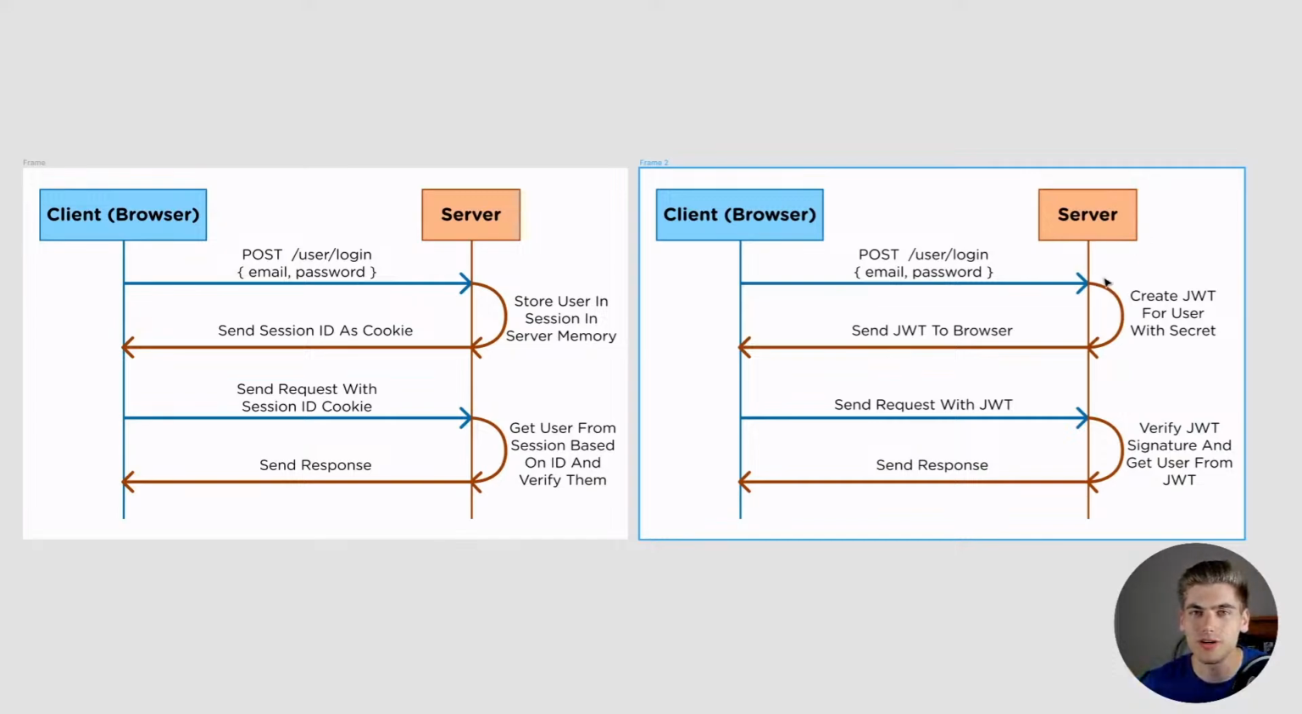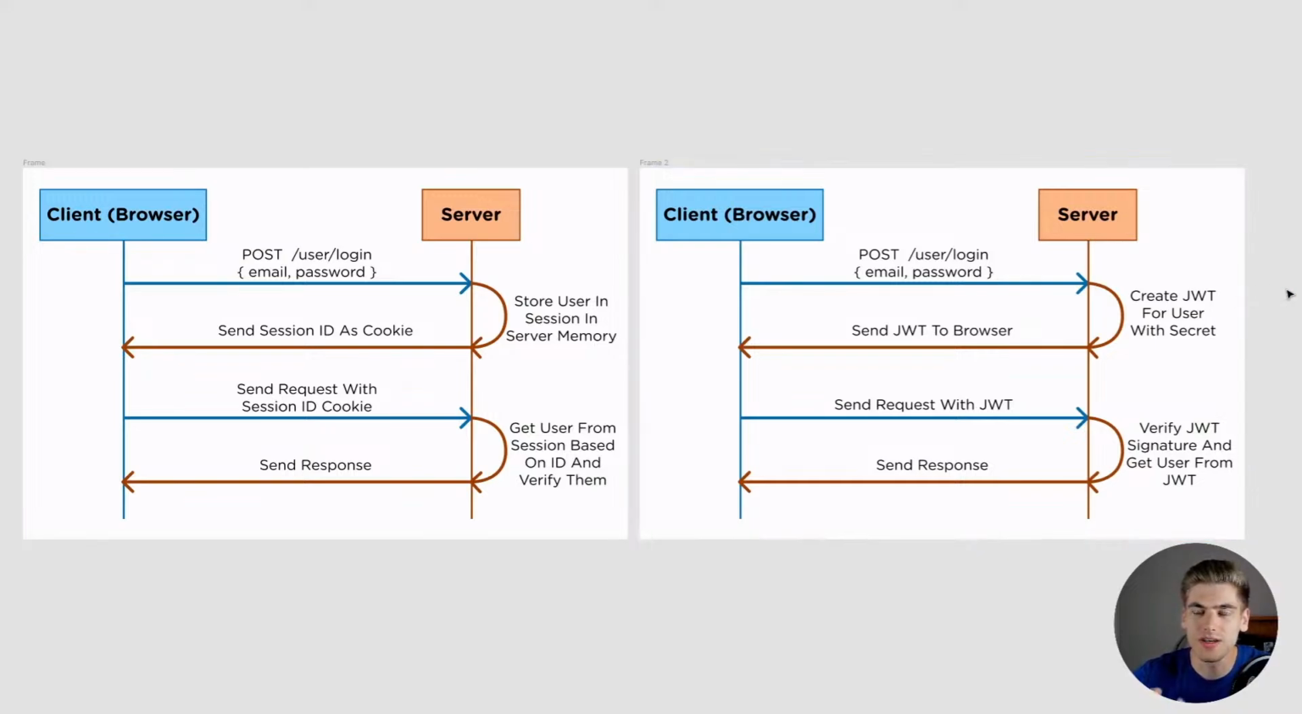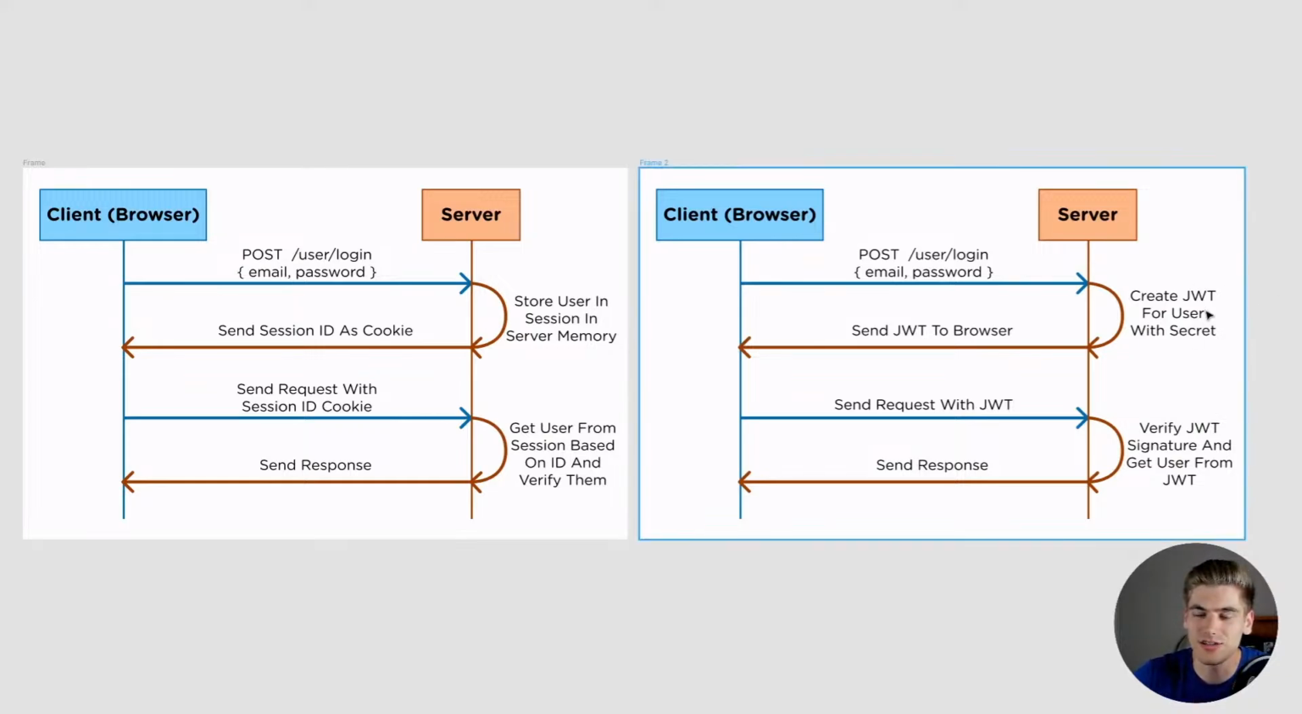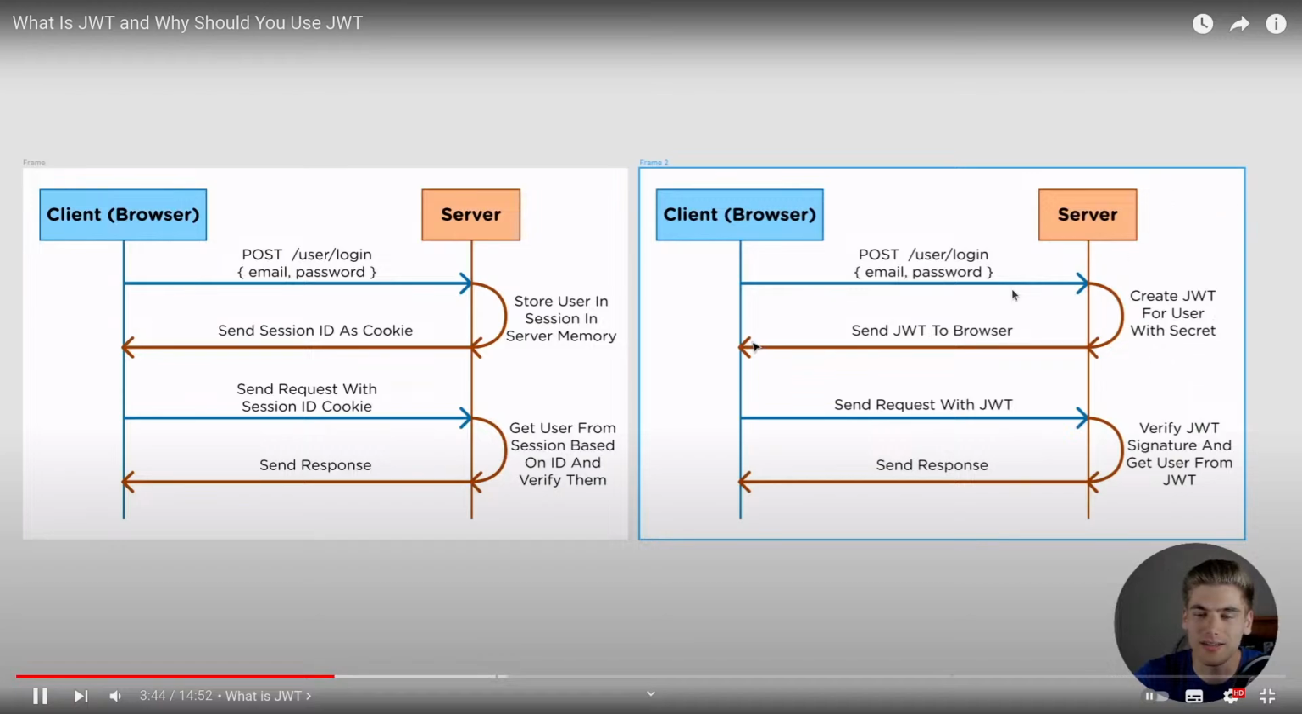But instead of storing information on the server inside session memory, what happens is the server creates a JSON web token, this JWT, and it actually encodes and serializes that and signs it with its own secret key. So the server knows that if you tamper with it, then it's invalid. It can actually check that based on the fact that it signed it with a secret key. Then it takes that JSON web token and sends it back to the browser.